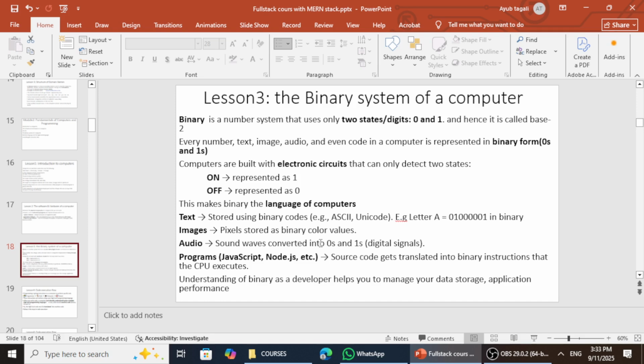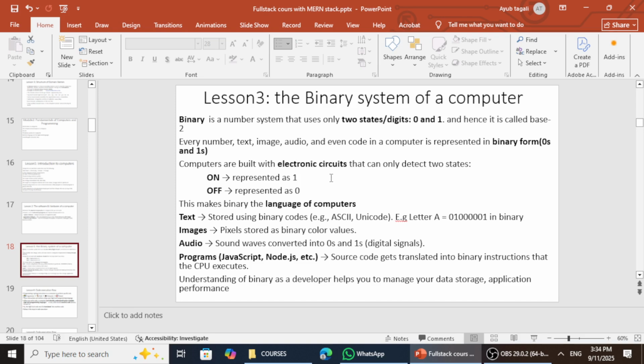And why do we have that? Why is it so that the computer uses the binary number system? It's because computers are built with electronic circuits that can only detect two states. These electronic circuits could be on or off. When the electronic circuit is on, we could represent that state as 1, and when it is off, we could represent that state as 0.